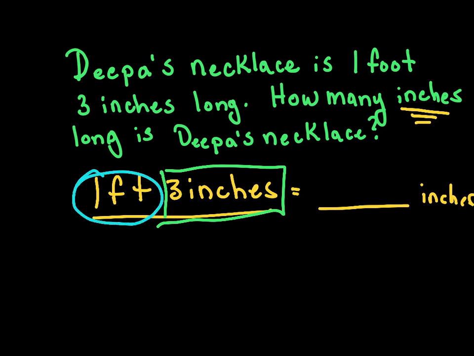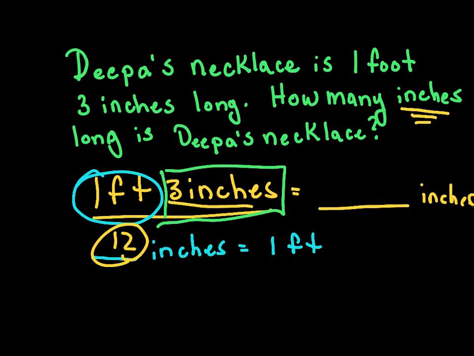Now we actually have to say to ourselves, how many inches is equal to 1 foot? This is a thing that we have to remember. We know that there are 12 inches in 1 foot. So now we need to take that 12 inches and add it with our 3 inches. So we have 12 plus 3, because they just want to know how many inches in total, and that's going to be 15. So it's 15 inches long.